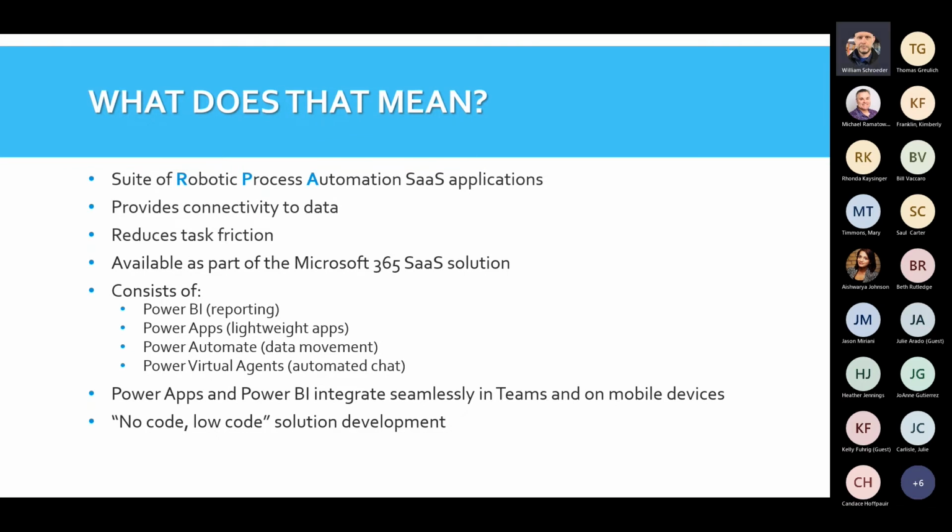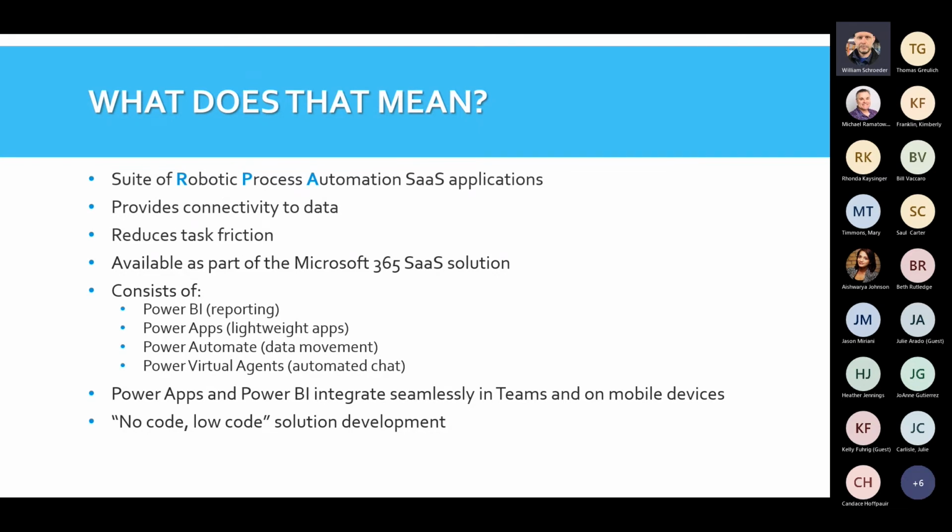It provides connectivity to data. At its core, the Power Platform, for all its fancy marketing, it just provides access to data. That's what it does. It reduces the friction that is inherent between presenting data, capturing data, and moving data around. It reduces that task friction. If you already have Microsoft M365, the Power Platform is part of that SaaS solution. Depending upon licensing models, it's part of the SaaS solution.